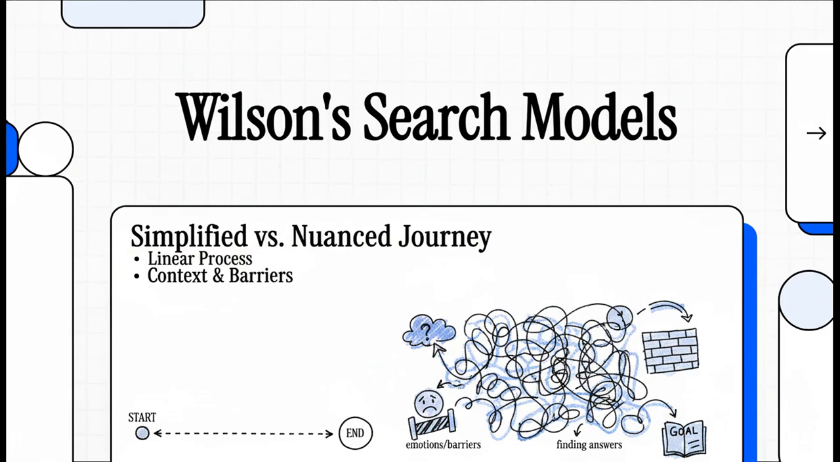Have you ever fallen down a rabbit hole looking for something online? You start with one simple question, and an hour later, you've got 10 tabs open and you're no closer to the answer. Well, it turns out there's actually a map for that whole journey, and it was created by a scholar named T.D. Wilson, long before we all had the internet right in our pockets. Okay, let's get into it.